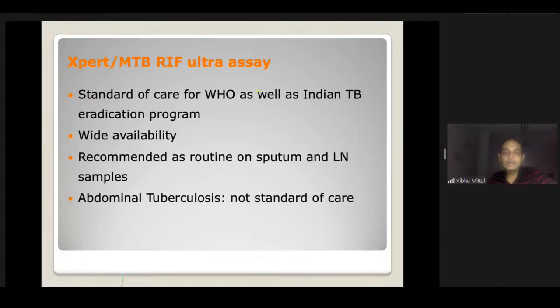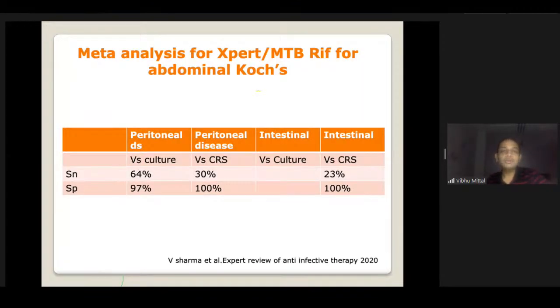But what I'm aware of is that it is standard of care for the WHO as well as the Indian TB eradication programs now. It has wider availability. It is available in each district hospital now. It is recommended as routine on sputum and lymph node samples, but its status in abdominal tuberculosis is not standard of care. Why is it so? Because the data on abdominal tuberculosis is not very encouraging.